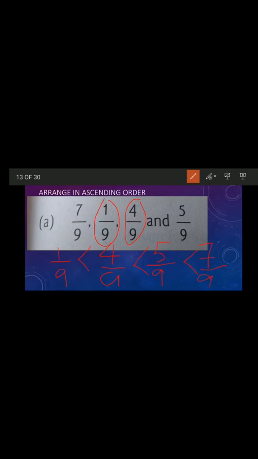Hope you understood this point. Now, in this question, all the numerators are the same and the denominators are different. So, what does the rule say? Out of two or more fractions with the same numerator, the one having the smaller denominator is greater than the other. According to the rule, the fraction which has a smaller denominator will be the greater fraction.